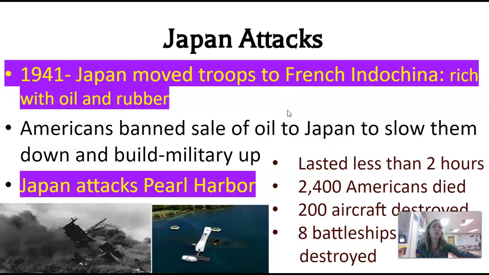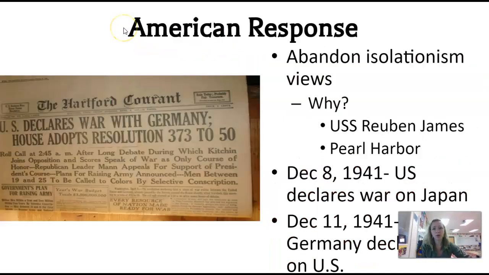Silver lining, we had several aircraft carriers that were not in port that morning. They were out on a training mission, and that proves to be helpful later. The American response is to abandon isolationist views and declare war the very next day on Japan. 3 days later, Italy and Germany, who are Japan's allies, declare war on us. So go back to your slide and fill in who bombed us, why they bombed us, and what the result was. The result is massive casualties, loss of aircraft, loss of ships, but also us entering the war.